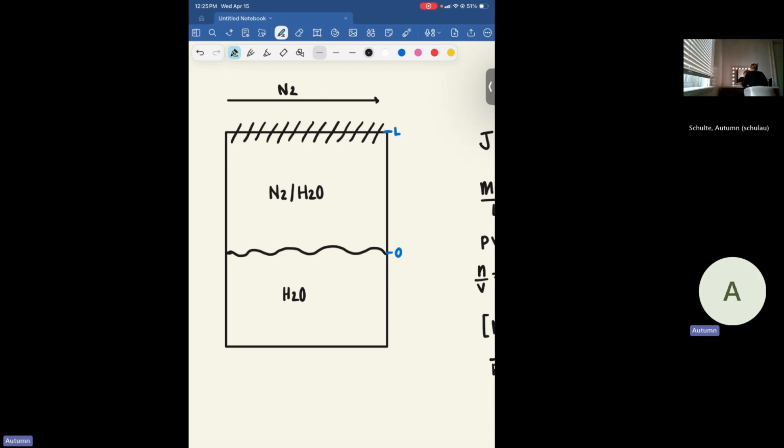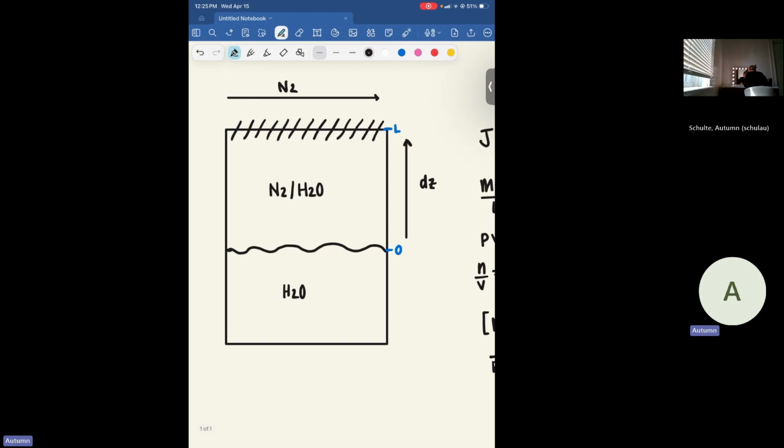Okay, so let's break down our situation a little bit further to see how our components are interacting with one another. So over here, I have labeled this point at our water level as position 0, and this point at the top of our container as position L. So we can see that we have a change in position going upwards, which we'll label as dz. And then once again, we have our liquid water in our container, as well as our nitrogen gas blowing over top of the container, and our screen that prevents any pressure differences.